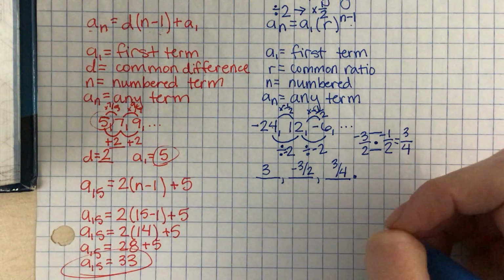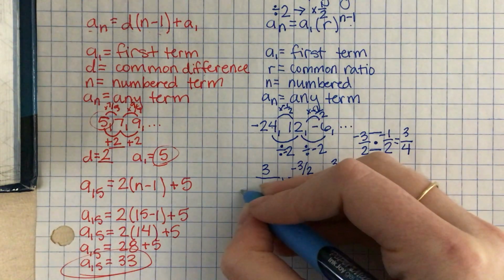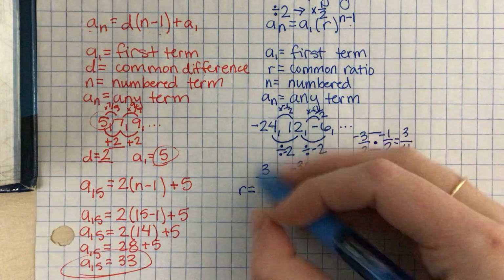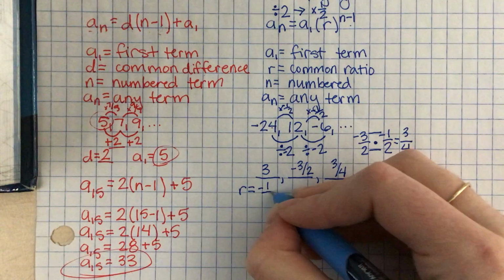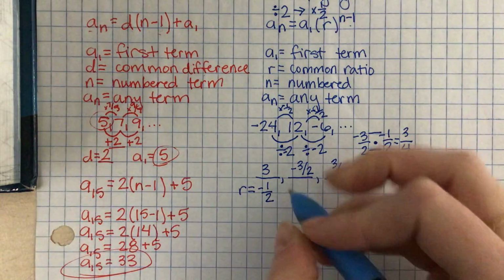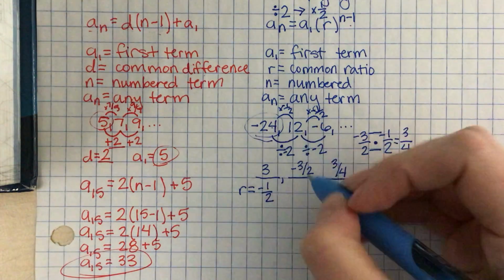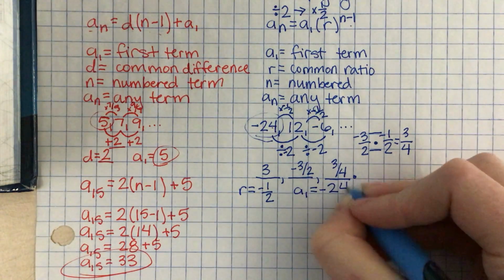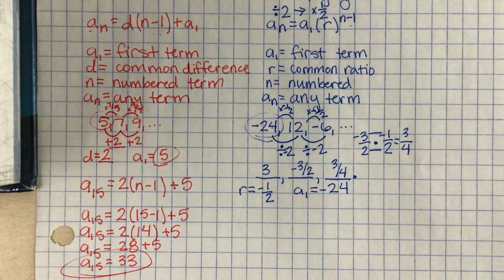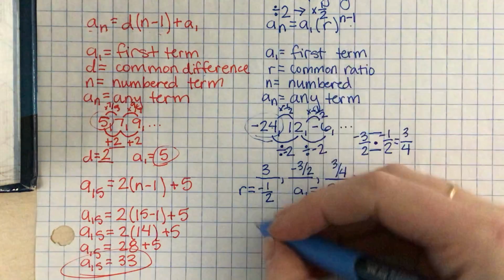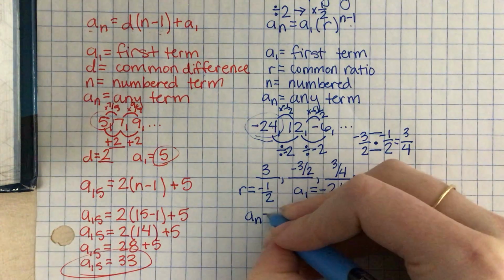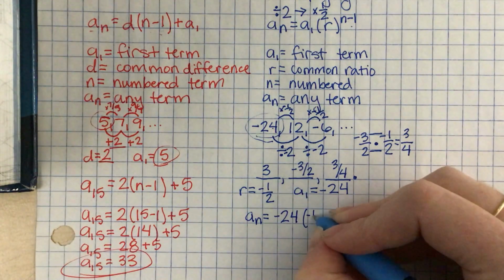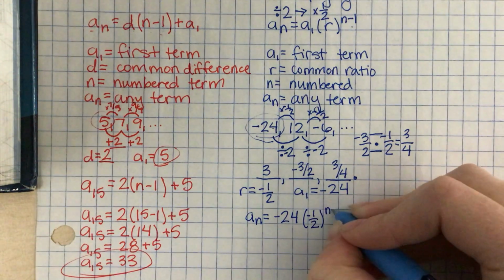So now if we are filling in for our common ratio, we would say R equals, well, we already said we're multiplying by a negative 1/2. And our first term is still the same thing. It's whatever thing comes first. A1 is negative 24. But now we want to use this equation up here. So we would have A_n equals negative 24 times negative 1/2 to the n minus 1.